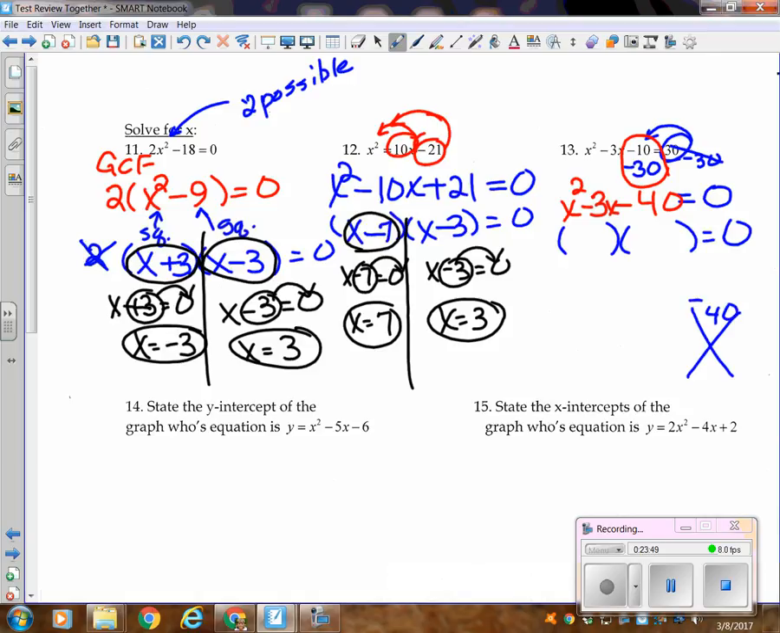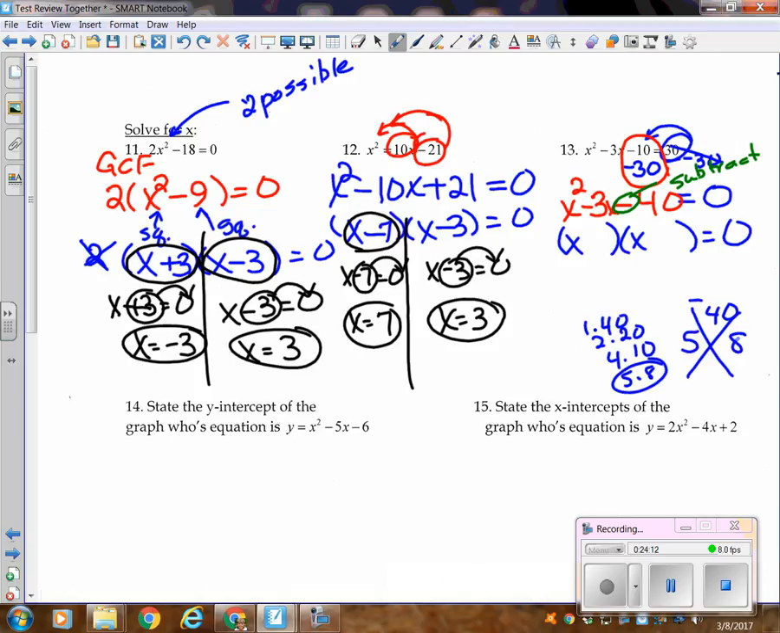And because it's negative 40, I know I'm going to mentally subtract to get 3 in the middle. And I'm going to make a list of factors of 40. 1 times 40, 2 times 20, 3 doesn't go, 4 times 10, 5 times 8, I believe. So which set of factors subtract to give me 3? Well, it's got to be the 5 and the 8.